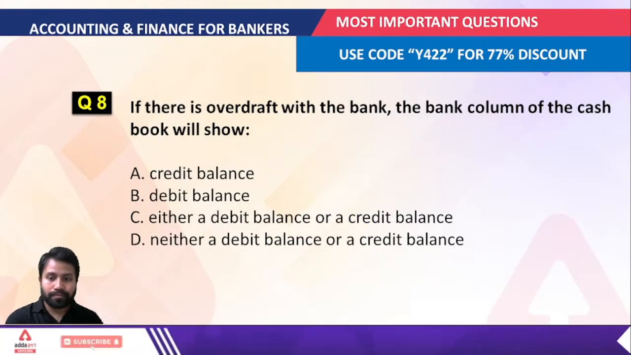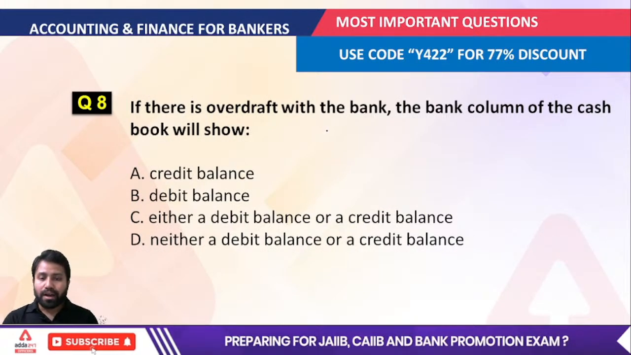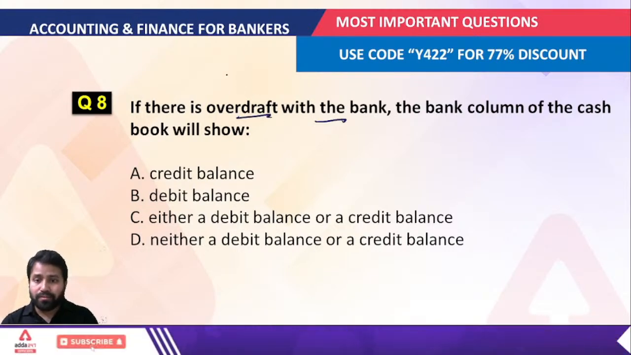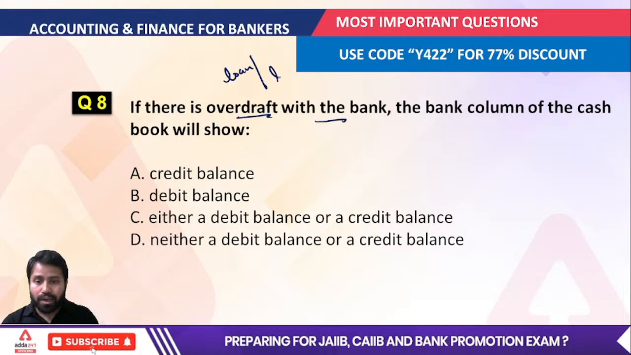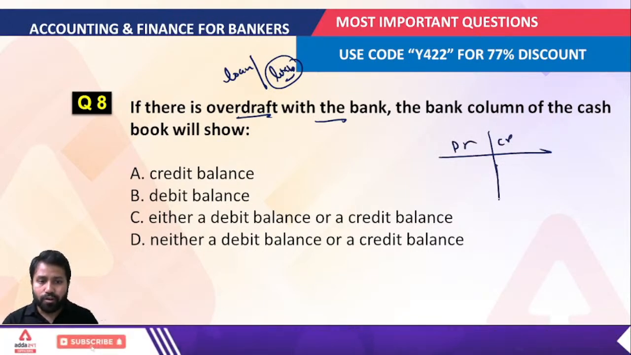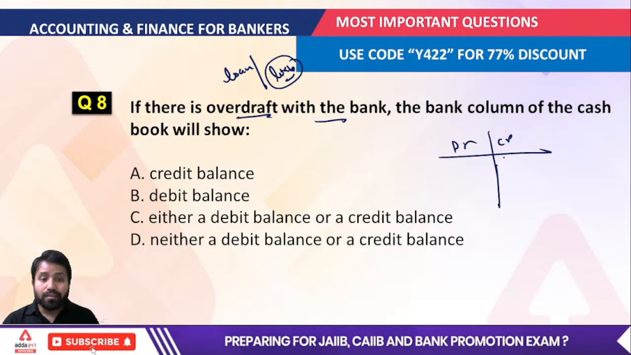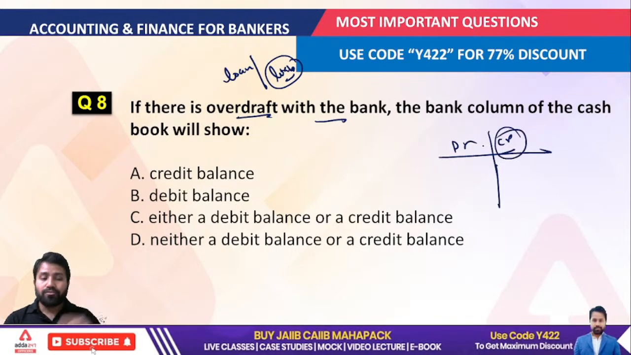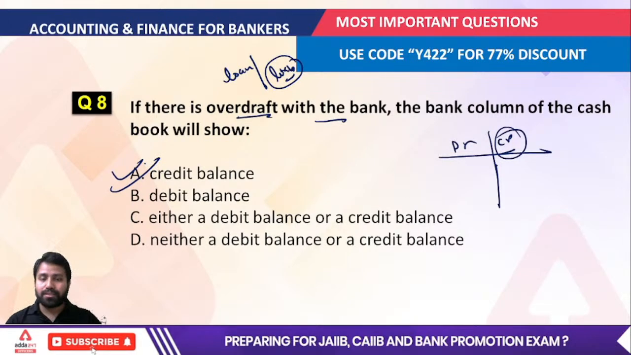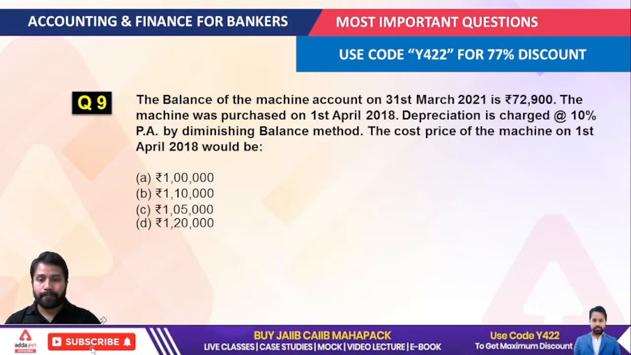Next question. If there is an overdraft with the bank, the bank column of the cash book will show what? If there is an overdraft with the bank, that means we are talking about a loan, the liability of the customer. And where do we represent the liability of the customer in the cash book? That would be the credit balance, right? So the bank column of the cash book will show the credit balance. That should be the correct answer for this question. I hope it is understandable for everyone. Next question.